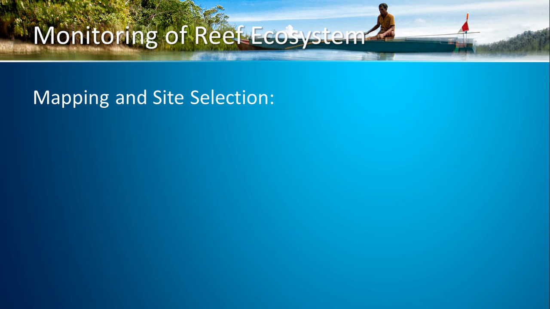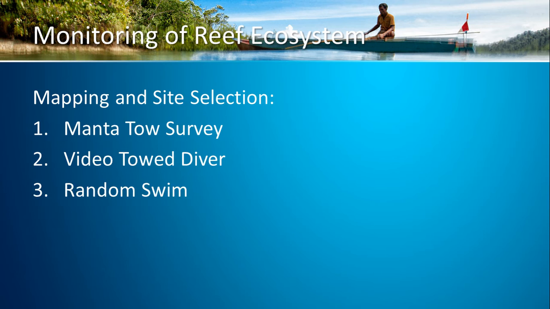That's why mapping coral reef areas is an essential first step to management and can be done with a range of techniques. Habitat maps can be made using maps of the area, local knowledge, and manta tow for broad-scale surveys, or snorkel or scuba transects for medium-scale surveys, to confirm the location of major habitat types. So the mapping and site selection methods we have are manta tow survey, video tow survey, and random swim.